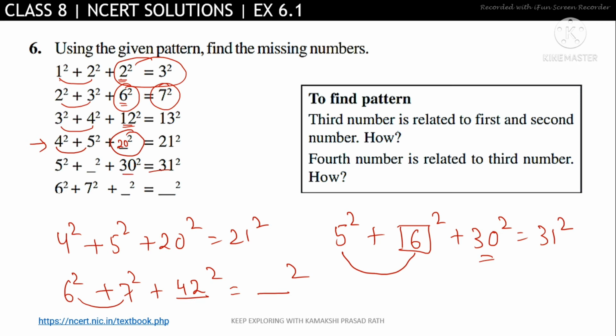So here in our answer we have got 42, so it is obvious 42 squared, and the answer will be 43 squared, just the next number. In this way we can easily find the missing places. So the missing ones: first we have got 20 squared, next we have got 6, and at last we have got 42 squared and 43 squared.